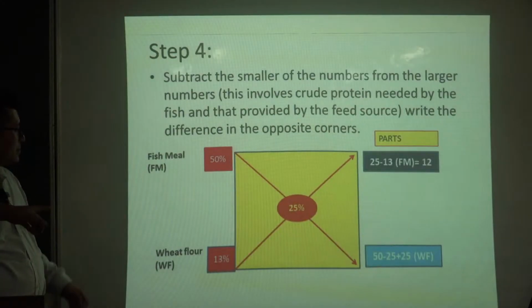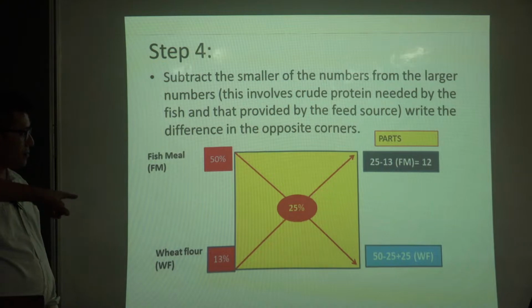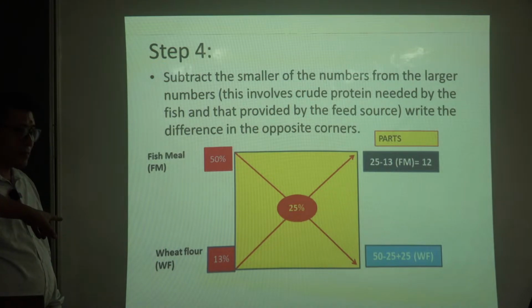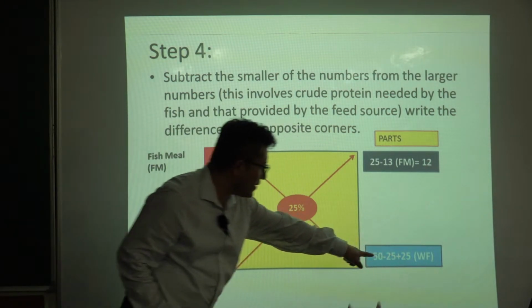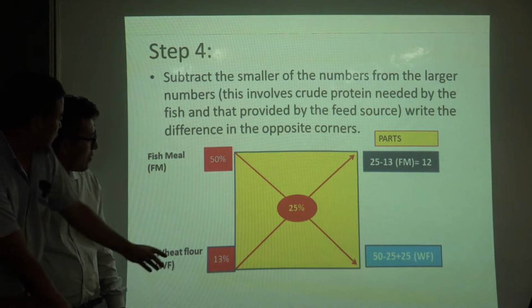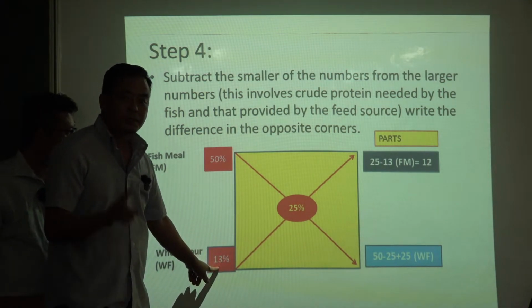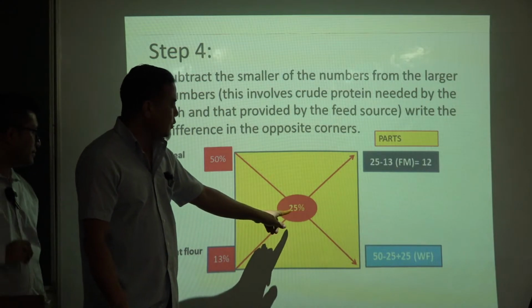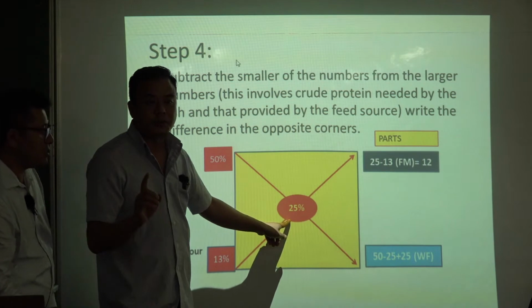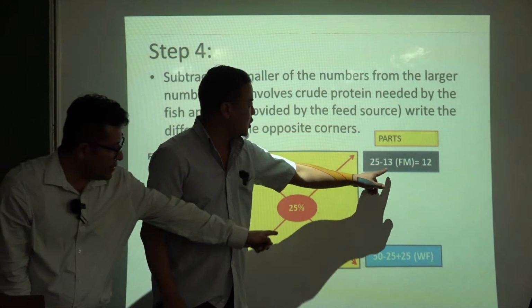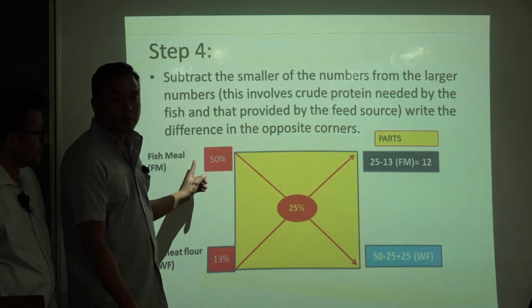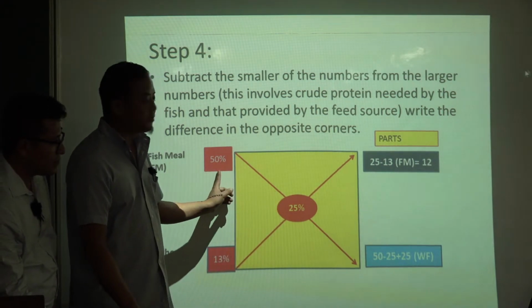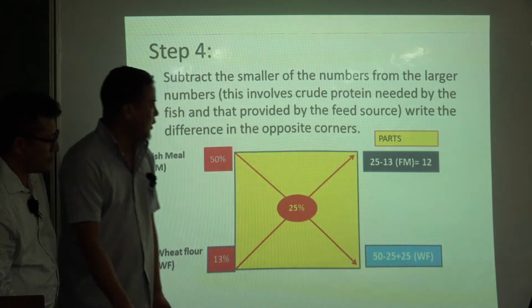So what you do is from your left bottom, you subtract the protein concentration of the wheat flour from the central percentage of required protein. 50 minus 25 it will be 25. No, it goes up. So I made a mistake here. No, up. So follow the diagonal. 13% is the protein concentration of wheat flour, you would subtract it from 25%, the required protein target. You will get 25 minus 13 is equal to 12. Similarly, from your top left, you subtract 25 minus 50 and you put the value at the bottom. So that is step 4.